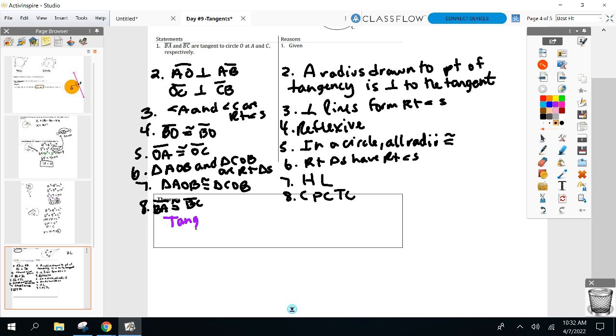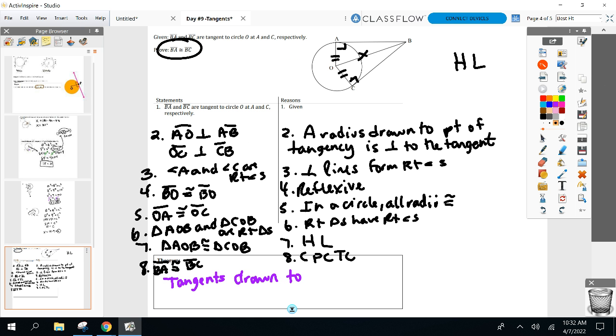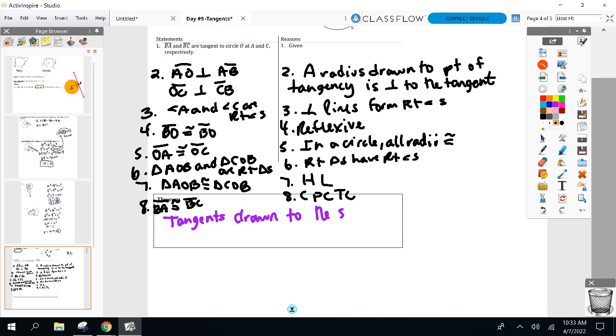Tangents drawn to. Notice where these two are both drawn to. Where? Point. No. AB and CB are both drawn to the same point, aren't they? So tangents drawn to the same, and I'm going to add an extra word in here: external. Where's that point got to be? Outside the circle. So tangents drawn to the same external point are what? What'd you just prove? They're always congruent. Yes.